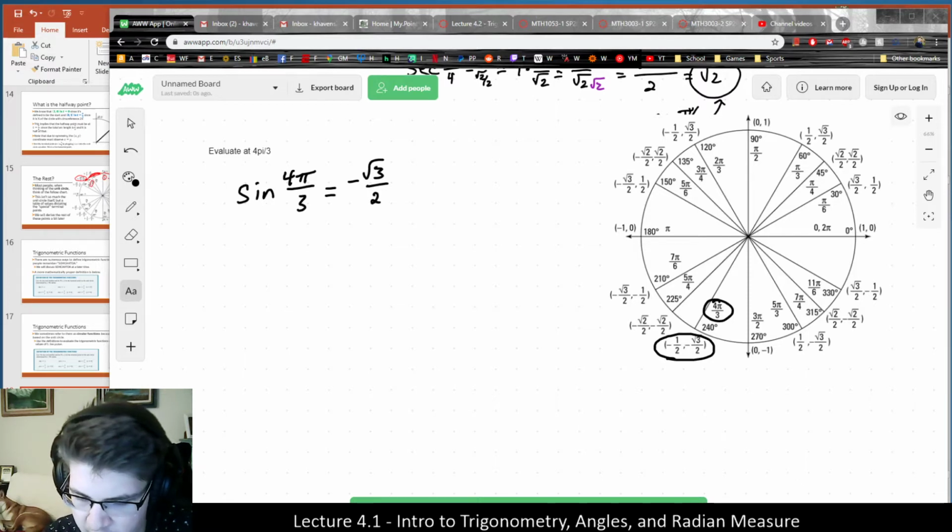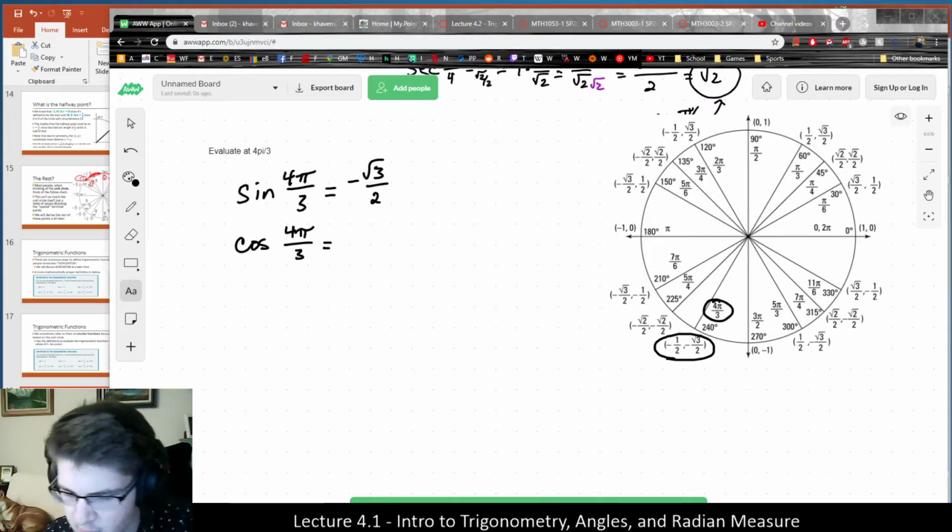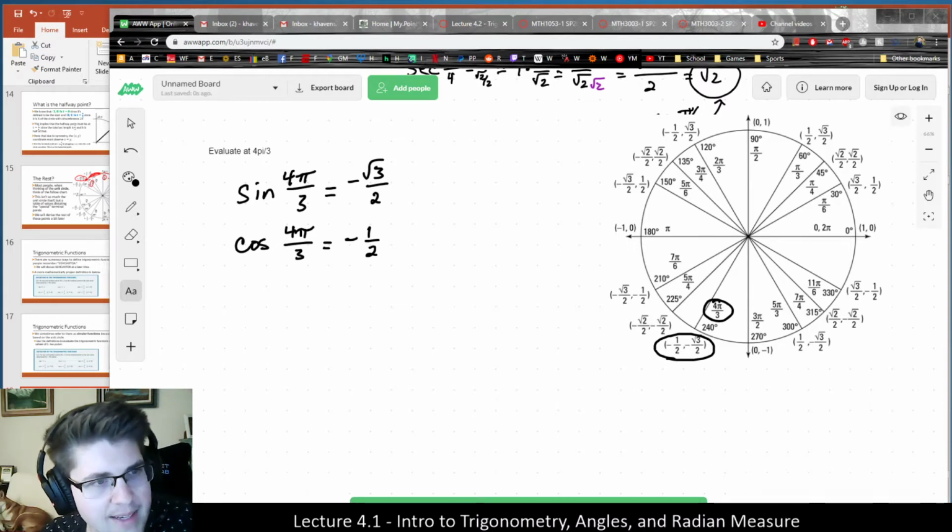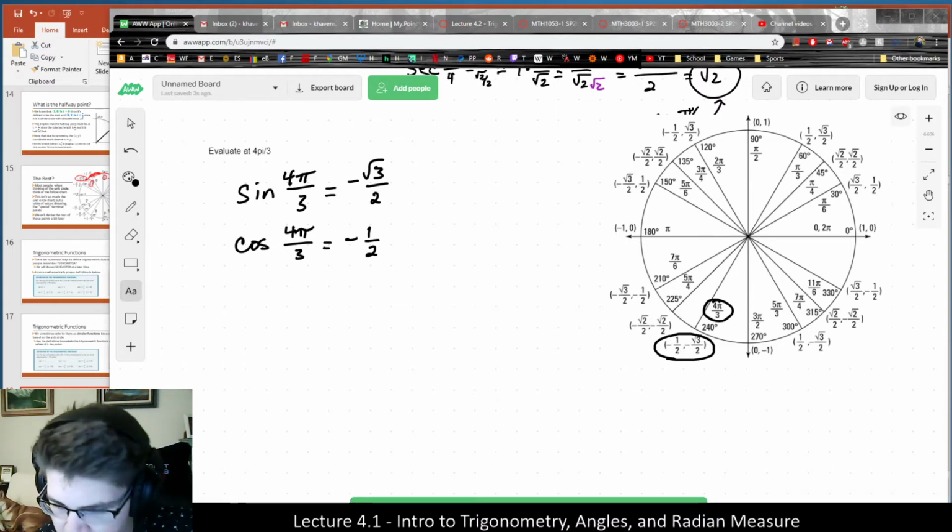Cosine of 4 pi over 3, x, should be negative 1/2, our first two fundamental points. And tangent is going to be the ratio between sine and cosine. Negative root 3 over 2 divided by negative 1/2.